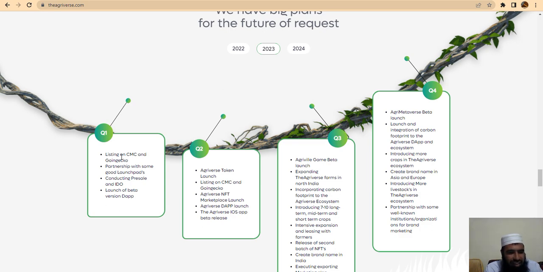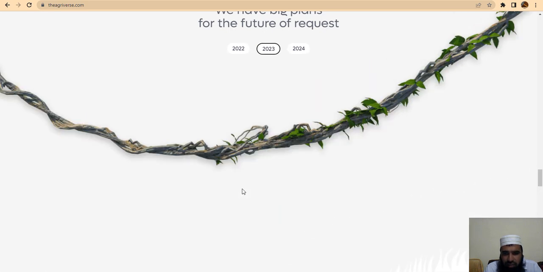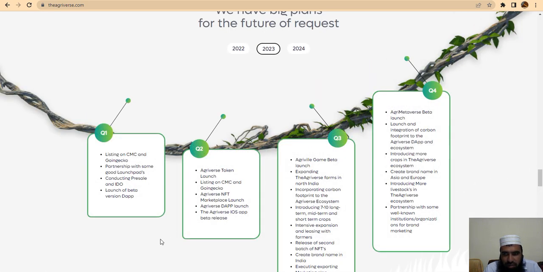You can participate in the whitelist. If you are whitelisted, you could be a millionaire or a billionaire. There are partnerships with some good launchpads, the Agriverse token launch, and listing on CMC and CoinGecko in Q2, also the marketplace launch, the Agriverse DApp launch, and the Agriverse app beta release. This project has a lot of features, and its ecosystem is very good. You can build a brand name in Asia and Europe. This is a very good system.